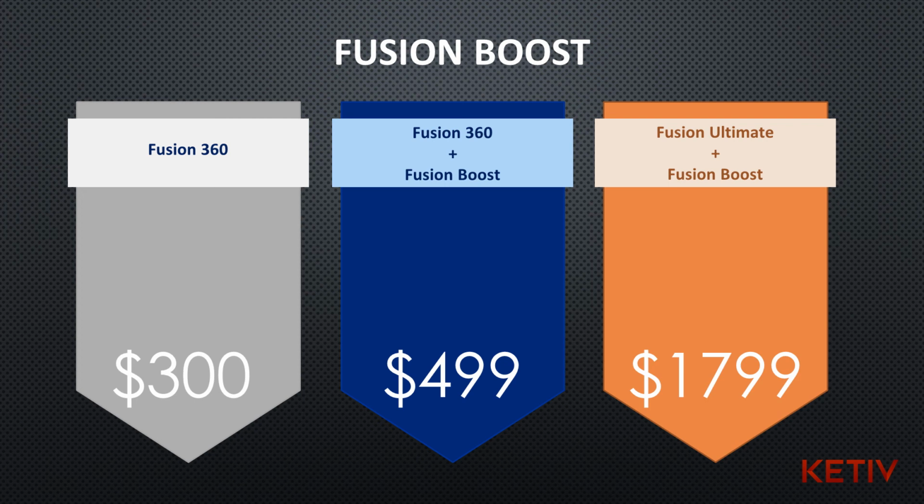So the first tab here is just Fusion 360 standalone without Boost, and that's $300. Fusion 360 with Fusion Boost, so this comes with a seat of Fusion 360, is $499. And then the Fusion 360 Ultimate with Boost is $1799.